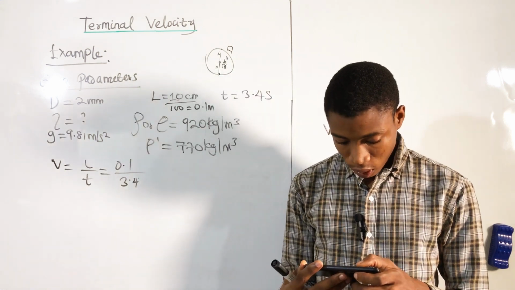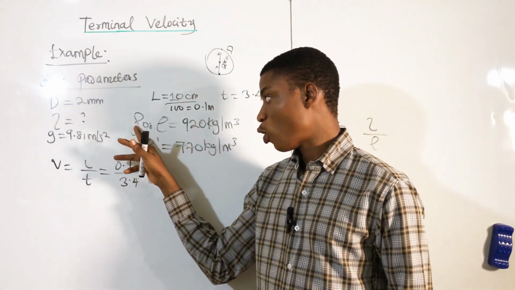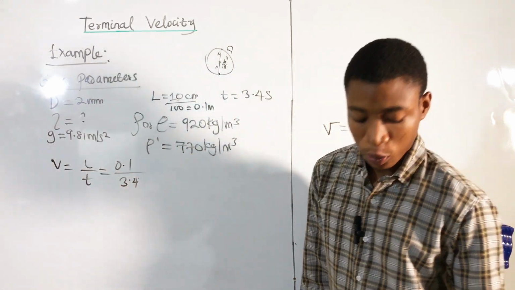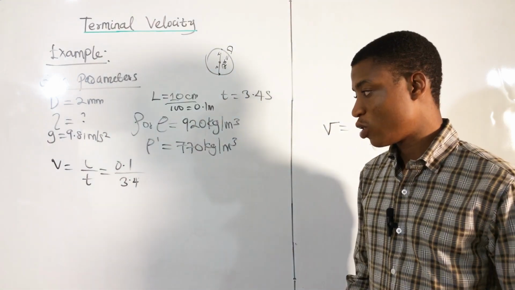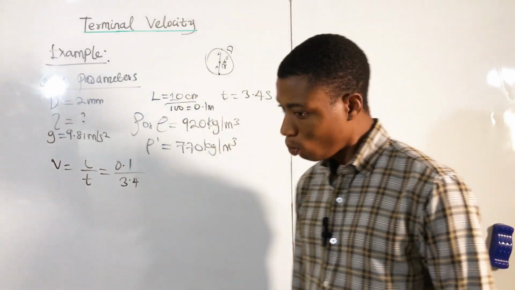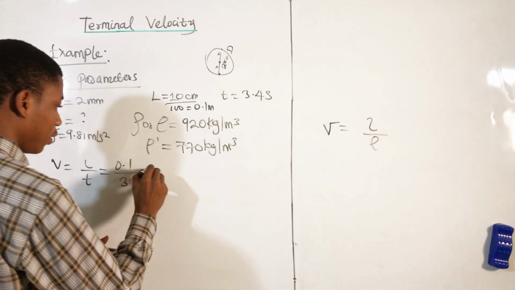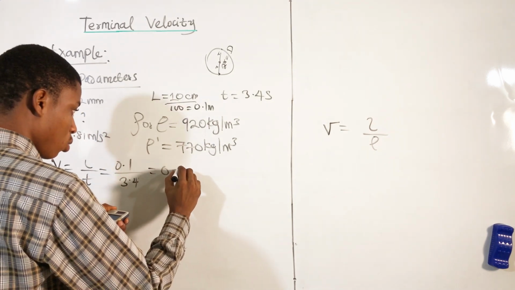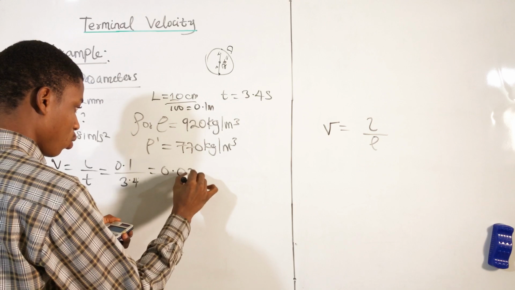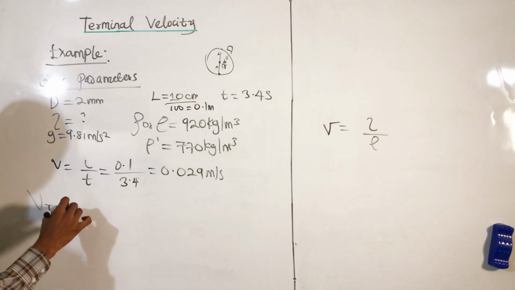Next, they gave the densities of the object, which is 920, and of the oil as 770 kilograms per meter cubed. So these are everything about the question. First of all, we're going to start by punching in this value. You punch 0.1 divided by 3.4, and you have the velocity as 0.029 meters per second.